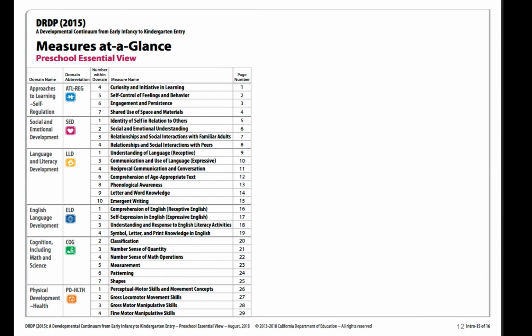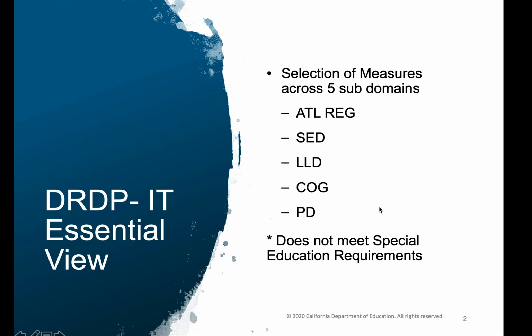In the Preschool Essential View, the only conditional measures are the English language development measures. Those measures are completed for children who have a language other than English spoken in the home. You will notice that in approaches to learning and self-regulation, ATL Reg 1, 2, and 3 are no longer represented, and in the cognition domain, you'll notice that Cog 1 is also not represented.